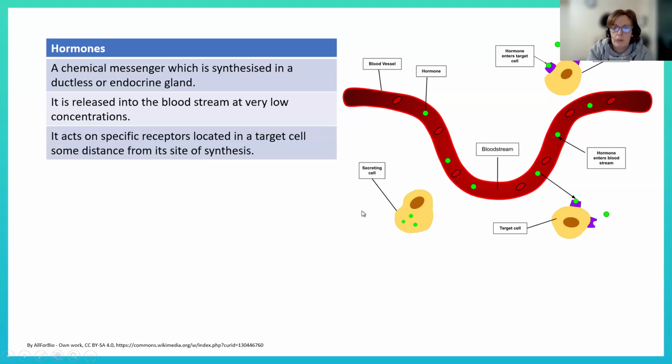So if you have a look over here, we've got a secreting cell. This is the one that's going to release the hormones. They get released into the bloodstream. They'll go all around the body, but they'll only actually get picked up by the target cells, which will have special receptors. So they will go around other cells, but they just won't have the receptors unless they're a specific target cell for that hormone. They'll attach to the receptor on these target cells, and then they can get taken into those cells and bring about a response. So it will exert some sort of physiological response in its target cell.